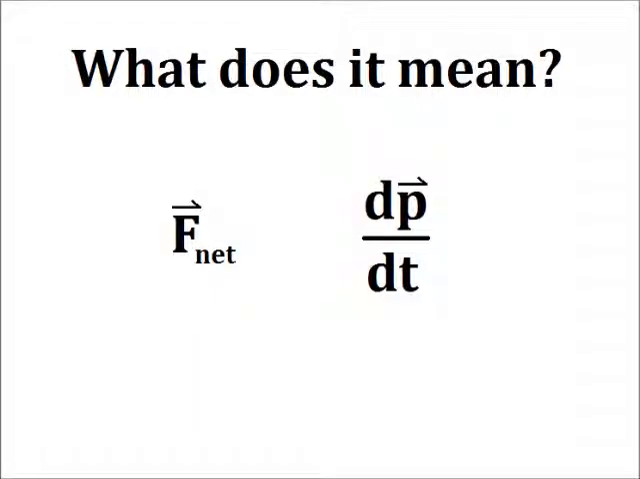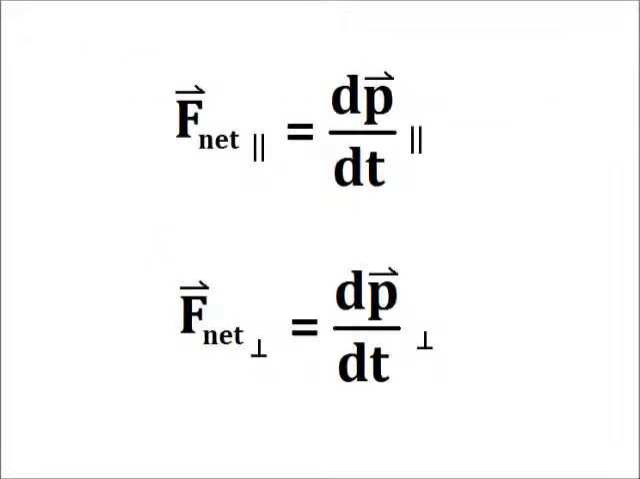Typically, F net is used to predict motion, and dp dt is calculated by observing motion. But Newton's second law states that these two values are equal, so either one can be used to find the other. This also means that F net parallel is equal to dp dt parallel, and F net perpendicular is equal to dp dt perpendicular.